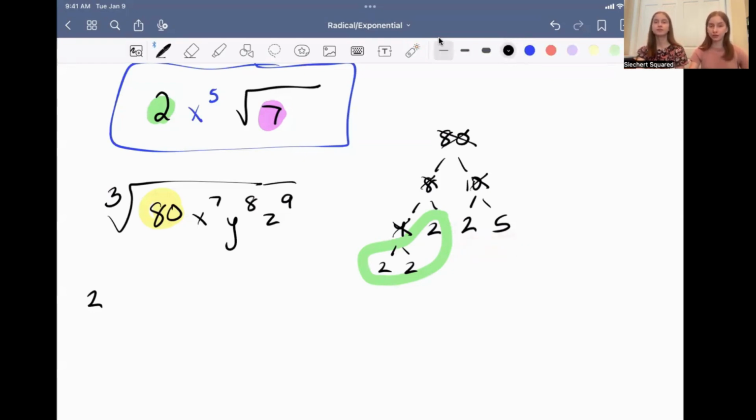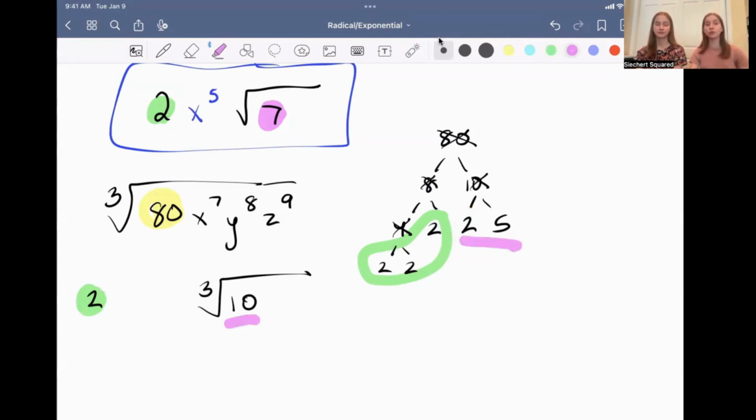So we're going to have a 2 on the outside, and we're going to have the cube root. Oops, sorry, make sure you can actually read that. You have the cube root of 10, because again, we're just taking that leftover 2 and that leftover 5 and multiplying them together. So that takes care of that 2. And then the 2 and the 5 gave you the 10 when you multiply.